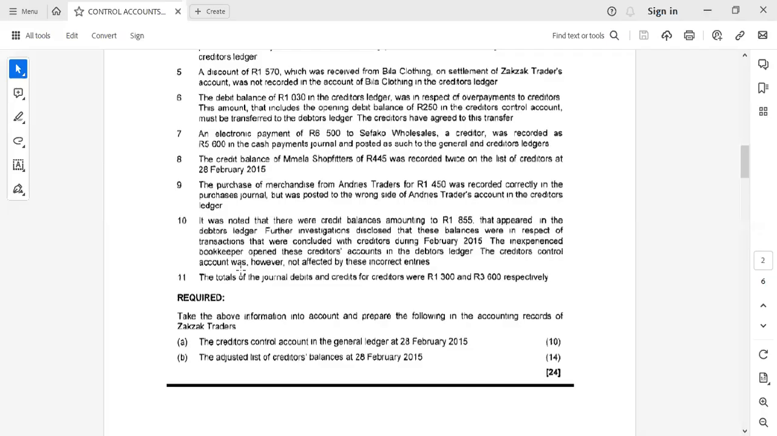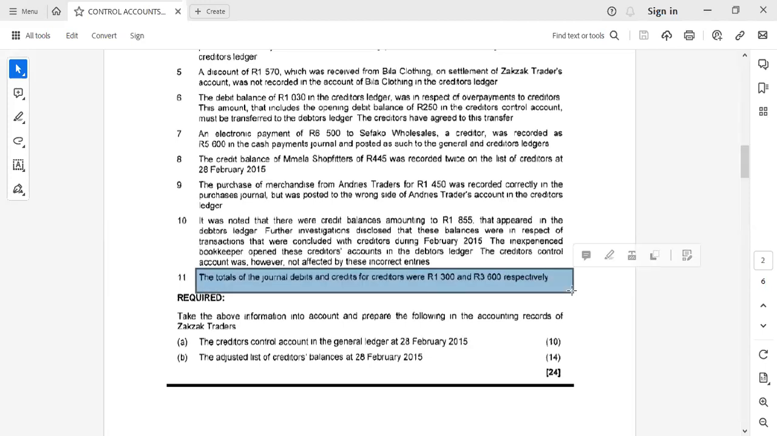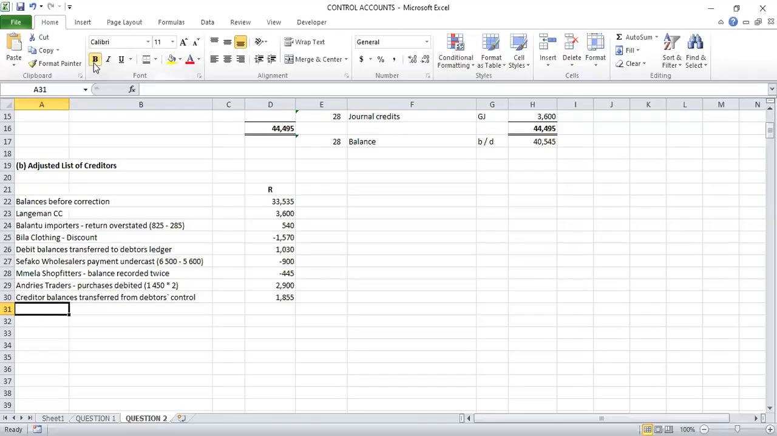Right. Then the last one, the total of the general debits and creditors for creditors were 1.3 and 3.6. Totals of the general debits do not affect the personal accounts, they affect the control account. Remember, we say totals affect the control accounts, not the individual accounts. Right. So that means we'll then be able to get the corrected balance of the list.